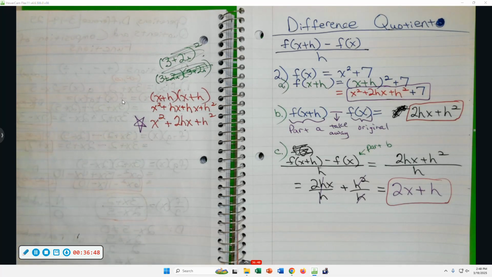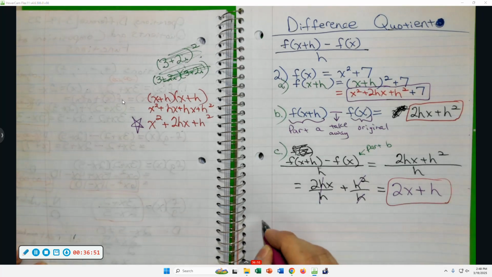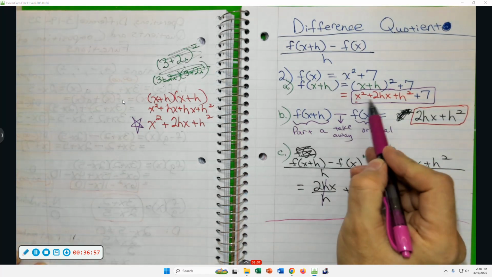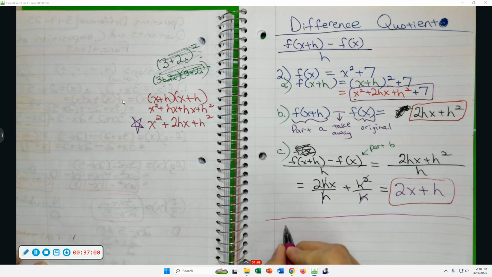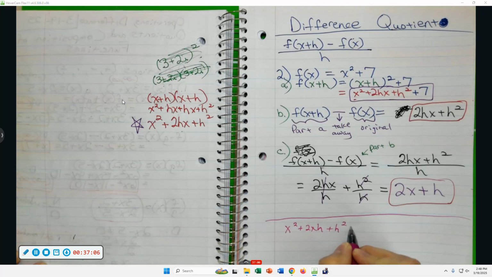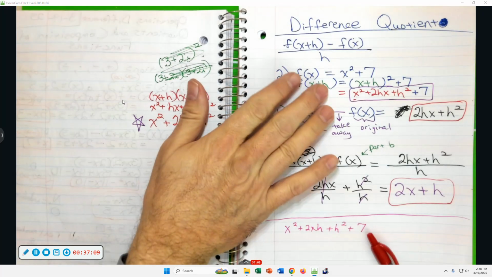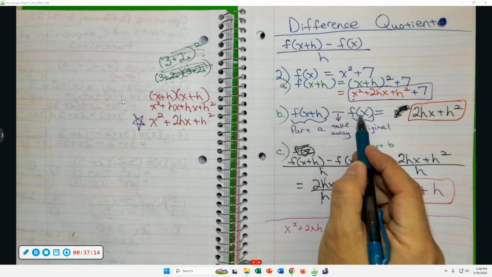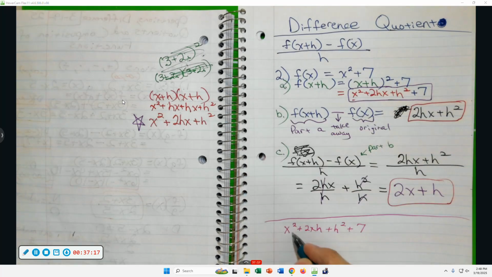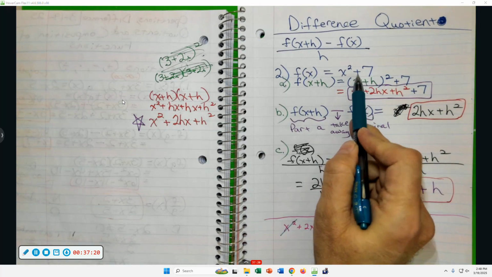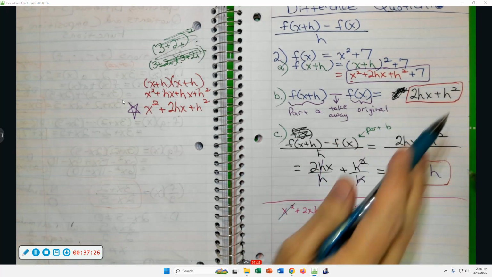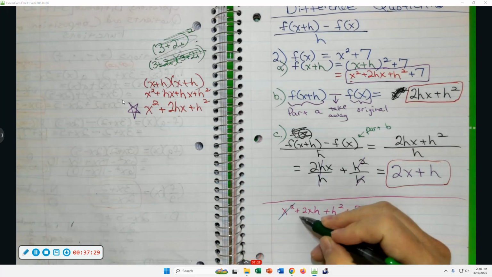Well, can I add something? Yes. The lazy man's way, if they don't ask A, B, C, once you've gotten to this part right here, x squared plus 2xh plus h squared plus 7. Once you have the f of x plus h, to do the take away f of x, take away the x squared, take away the 7, there's part B. Now divide by h. Put it all over h.